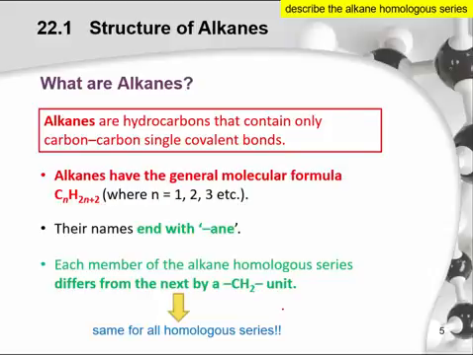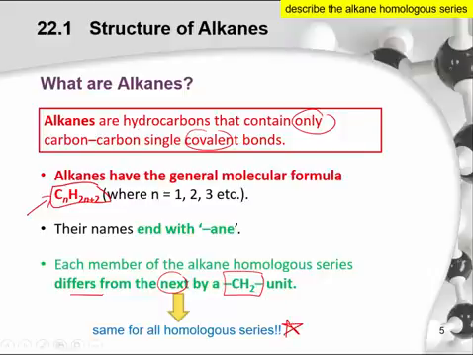Now, what are alkanes? Alkanes are hydrocarbons that contain only carbon-carbon single covalent bonds. Alkanes have the general formula of CnH2n+2, and this formula goes for all members of the alkanes family. Their names all end with -ane. For example, the first member methane, second is ethane, propane, butane, and so on. Each member differs from the next by a CH2 unit, and this, very importantly, applies to all homologous series. In other words, regardless of which homologous series, each member will differ from the next by a CH2 unit.